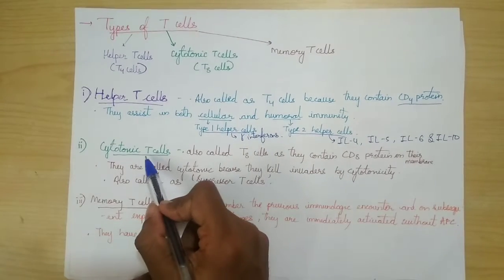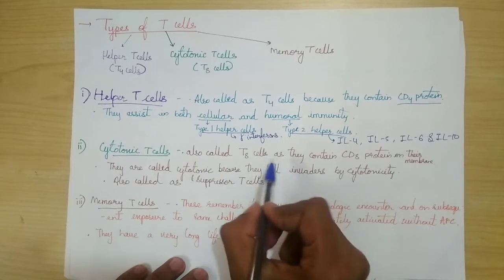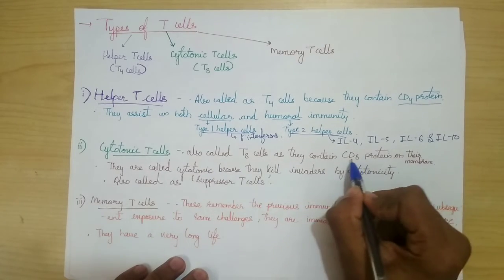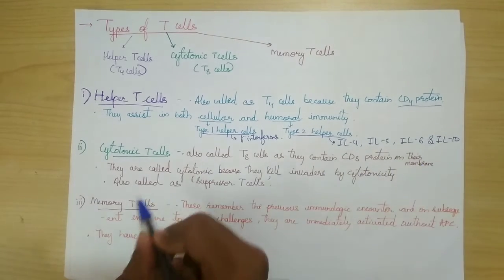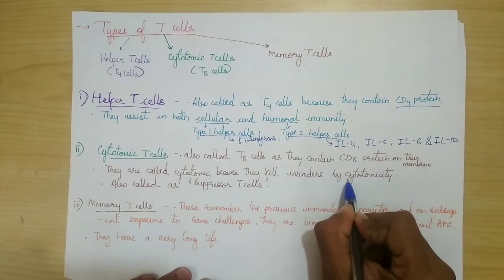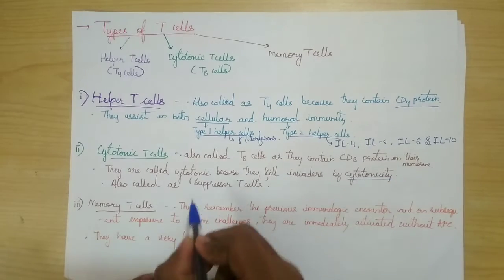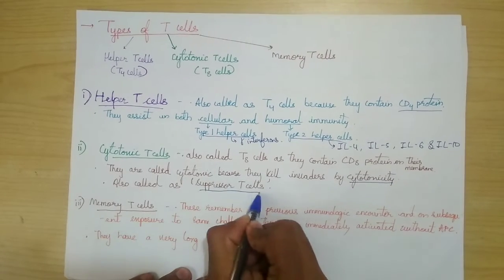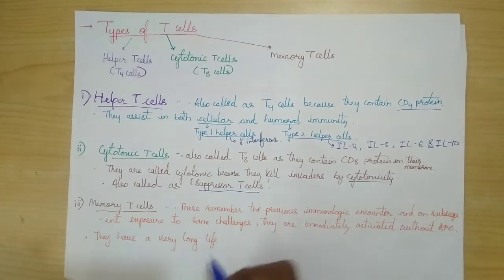The next one are cytotoxic T cells. These are also called T8 cells as they contain CD8 protein on their membrane. They are called cytotoxic because they kill the invaders by the process of cytotoxicity. They are also called suppressor T cells because they suppress the antigens.